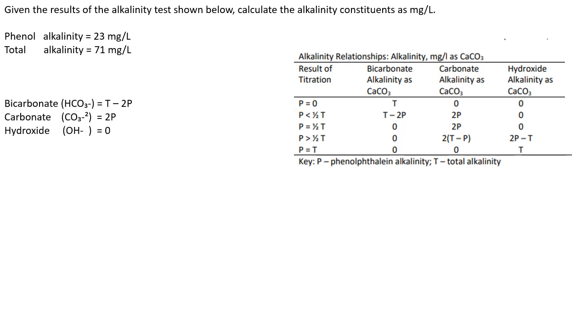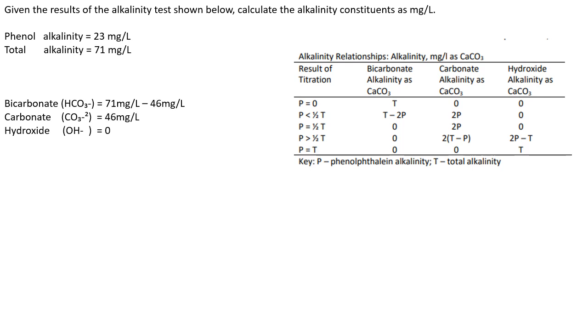All right, and breaking it out of the relationship chart again, we said P was less than half the total. So bicarbonate is going to be equal to the total minus 2 times the P alkalinity. Your carbonate alkalinity is going to be 2 times the P alkalinity, and our hydroxide alkalinity is going to equal 0. So we have 71 milligrams per liter of total alkalinity minus 2 times the 23 milligrams per liter of P alkalinity. And then our carbonate alkalinity is going to be 2 times the 23 milligrams per liter of the P alkalinity.